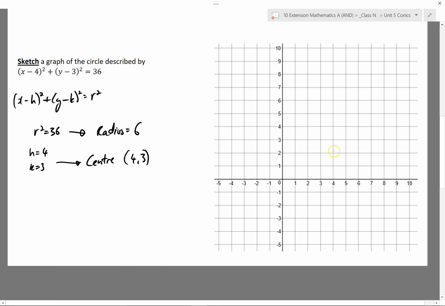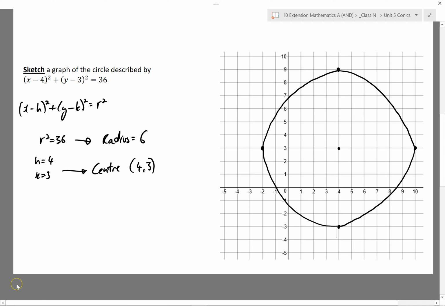So I'm going to find where 4, 3 is, mark my center, and then I'll go 6 units in every direction. 1, 2, 3, 4, 5, 6. Do the same in all the other directions. And I can draw the circle around. It looks a lot better than mine, but I'll write the equation out of it just so that people believe that it's actually a circle. Remember, this is sketching. I've marked where the center is, and I marked the interesting points.